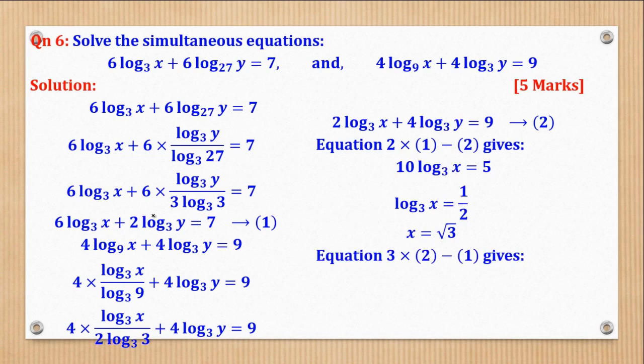Then now I'll go and eliminate log base 3 of x. But here I have 2 and here I have 6, so I have to multiply 3 throughout equation 2. That's why you see the word 3 times equation 2. So when I subtract, this minus this will cancel.